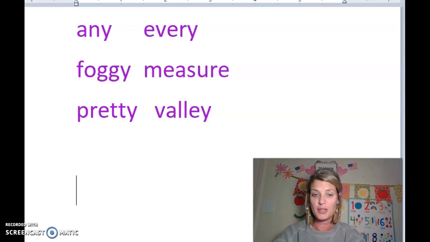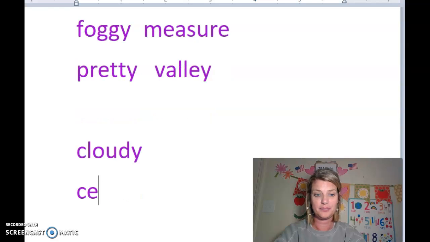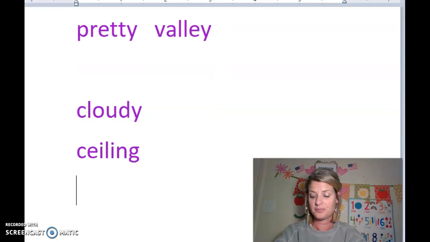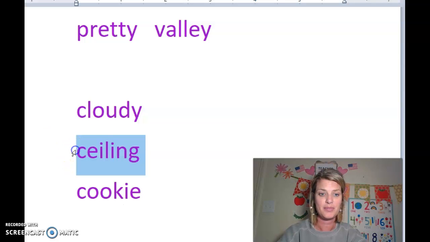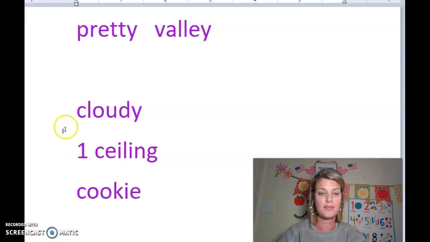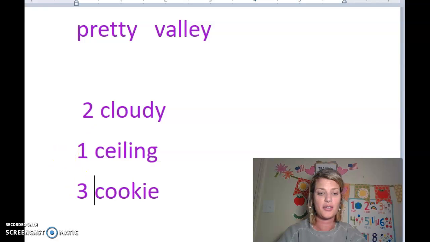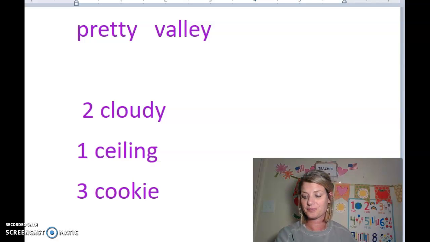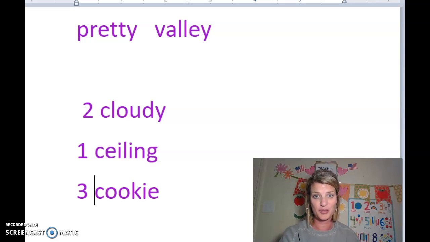So you're going to put a 1 where we see ceiling. Our second word would be cloudy, since L would come next. And finally cookie. Our CO, that O would come last in ABC order. Go ahead and pause the video and put your words movie, morning, and money in order.